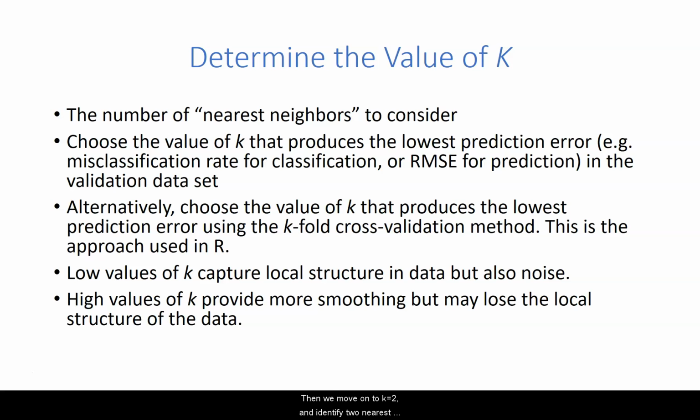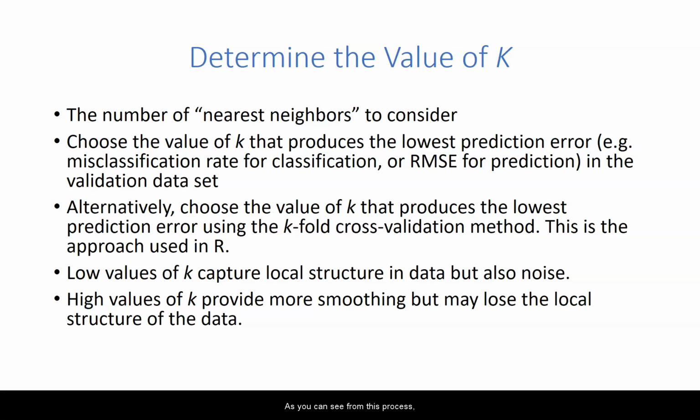Then we move on to k equal to 2 and identify two nearest neighbors of each validation data case from the training dataset to make the prediction for the target variable, and then assess the predicted performance for k equal to 2. We continue this process until we have reached the largest value of k we specified. We then compare the predictive performance of each value of k to select the lowest value of k with the best predictive performance.